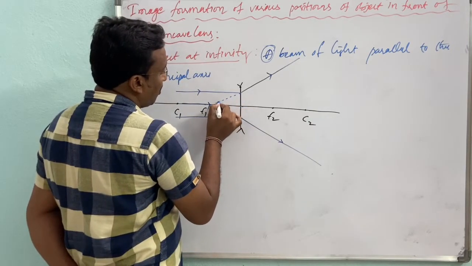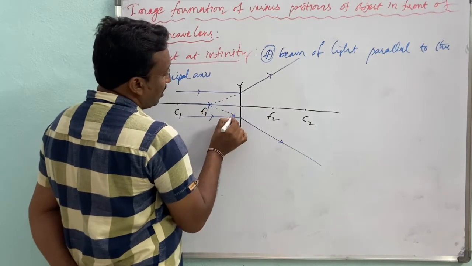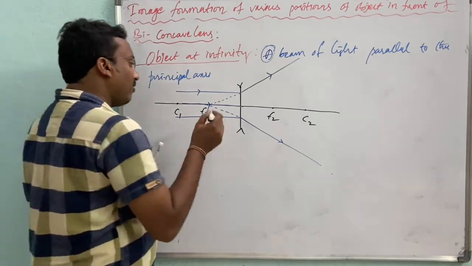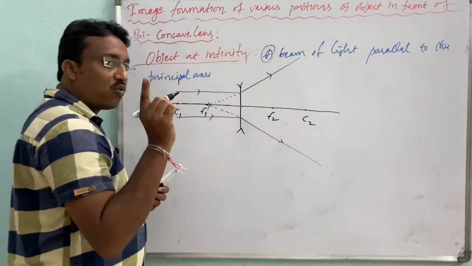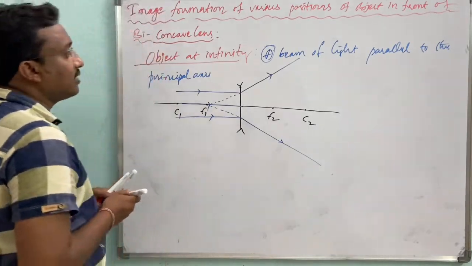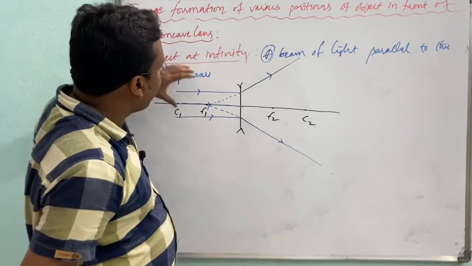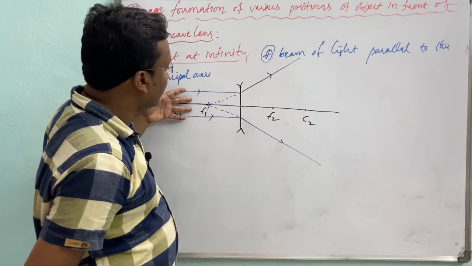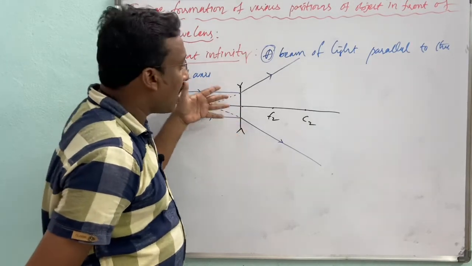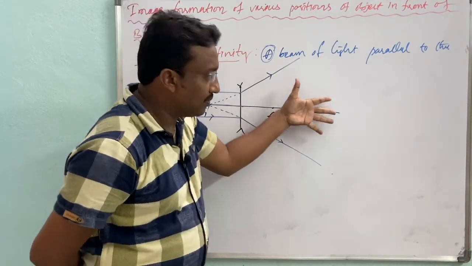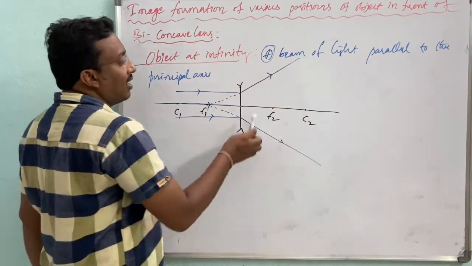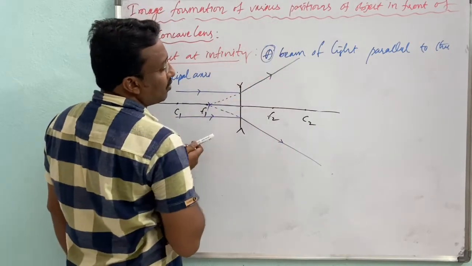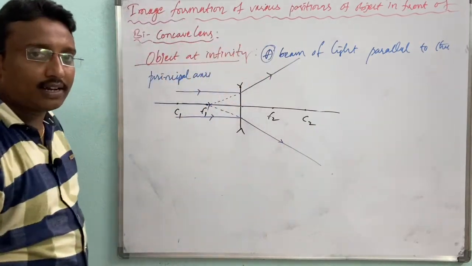In such cases, we have to extend backward until they meet, and they meet at the focus. Got it? Very simple or not? If a parallel beam of light, parallel to the principal axis, falls on a concave lens, after refraction they diverge. The refracted rays diverge, or not? See, the diameter is increasing. They are traveling in different directions, no?